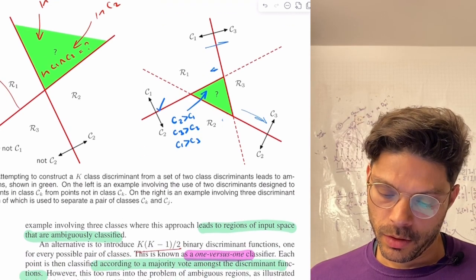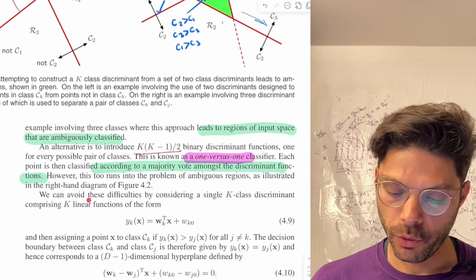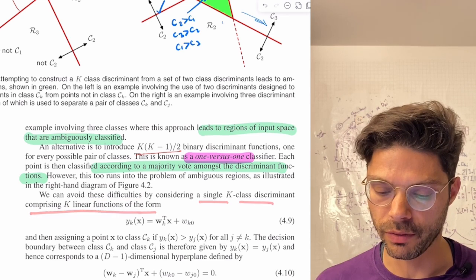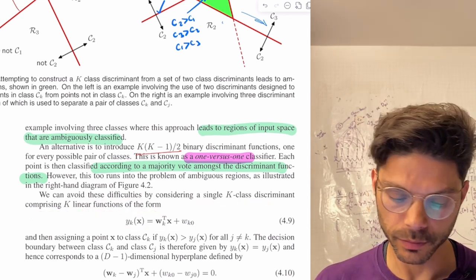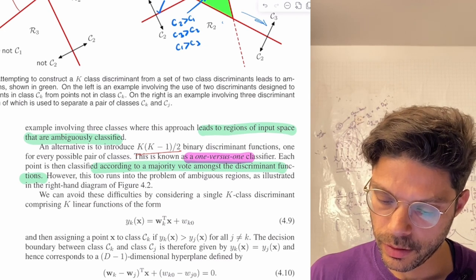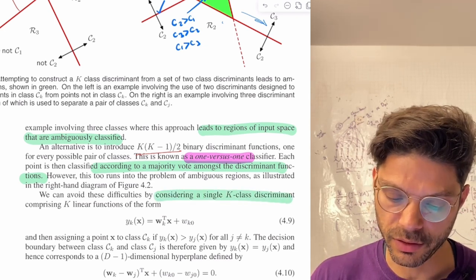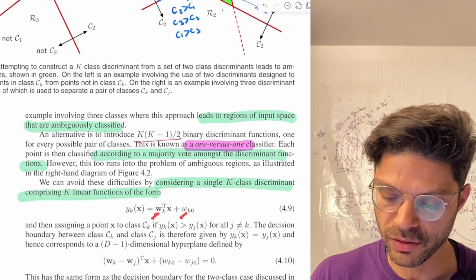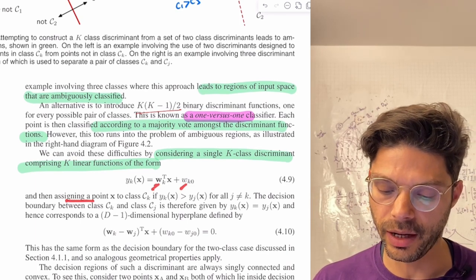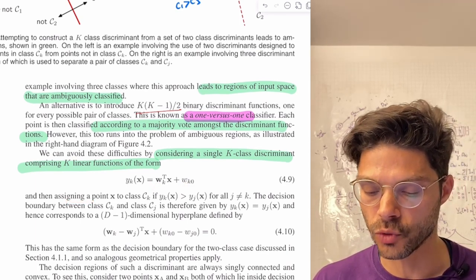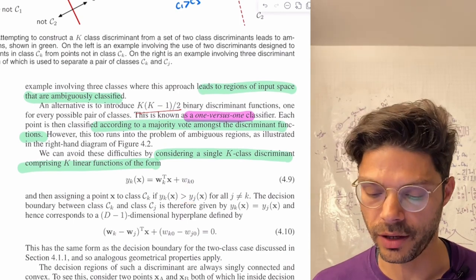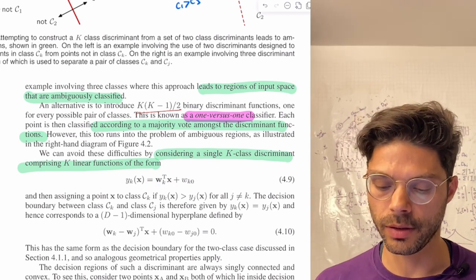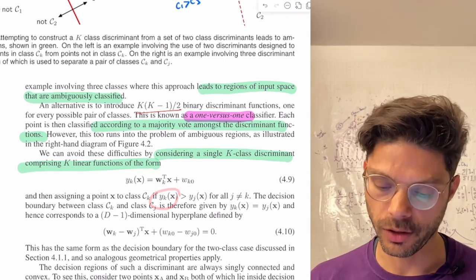Okay, so what can we do? Well, we can avoid these difficulties by considering a single k-class discriminant comprising k linear functions of the form y_k(x) = w_k^T x + w_k0. You see the idea here: each of them has its own w and its own offset. Then we assign a point x to class Ck if y_k(x) is greater than y_j(x) for all j not equal to k. So you can essentially compute this number, and you classify to the class that gets the largest excitation.